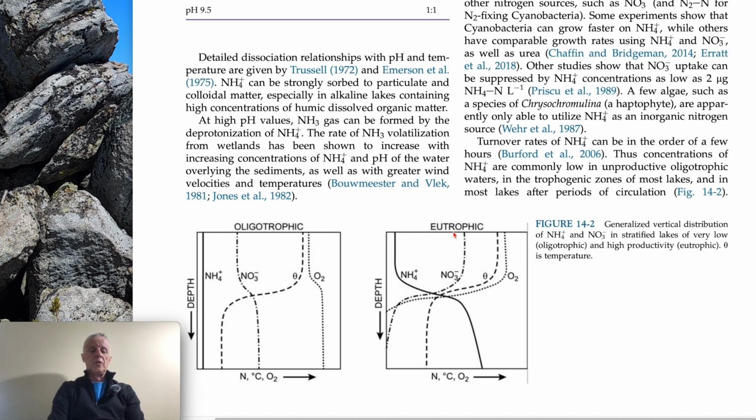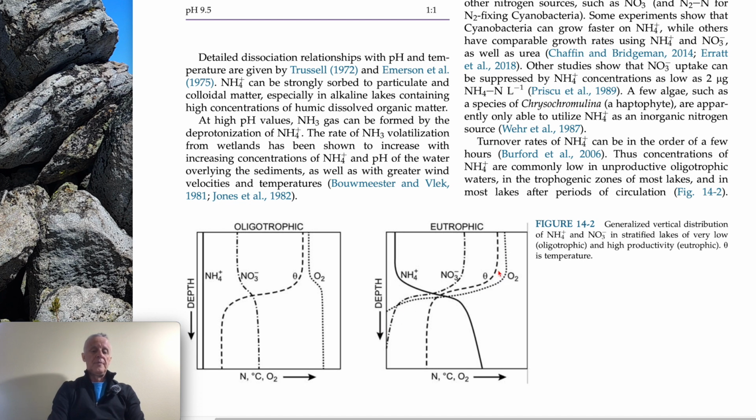Eutrophic lakes are a very different picture. The ammonium concentration increases with depth, in the oxycline, the area where the oxygen concentration changes. The nitrate concentration decreases with depth and actually becomes zero at depth, which is the opposite of the oligotrophic lake, where we had an increase in concentration. Here we have a decrease in concentration to a value of 0.